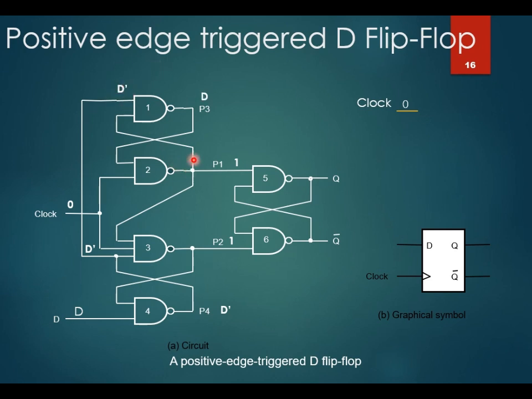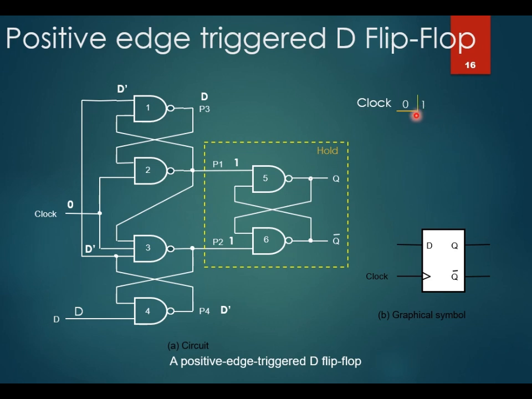So D bar and 1, we get D at P3. See, the last stage of the pair of NAND gates is the RS latch. So when clock equal to 0, this NAND based RS latch has P1 equal to 1, P2 equal to 1, which puts the latch in hold mode. In other words, when clock is 0, no change happens to the D flip-flop. Q will stay the same as the previous value.